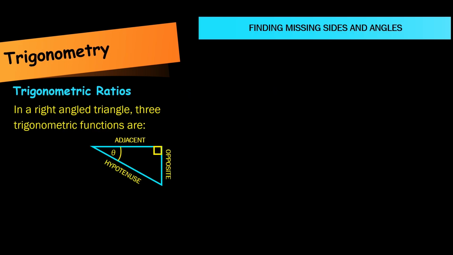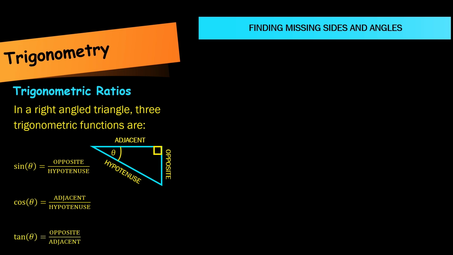First, let's review trigonometric ratios. In a right-angled triangle, three trigonometric functions are sine theta equals opposite over hypotenuse, cos theta equals adjacent over hypotenuse, and tan theta equals opposite over adjacent.